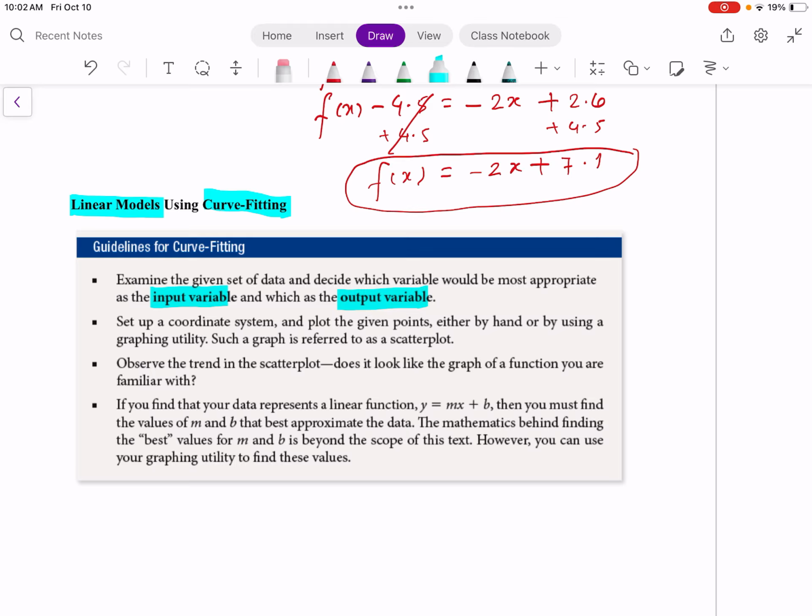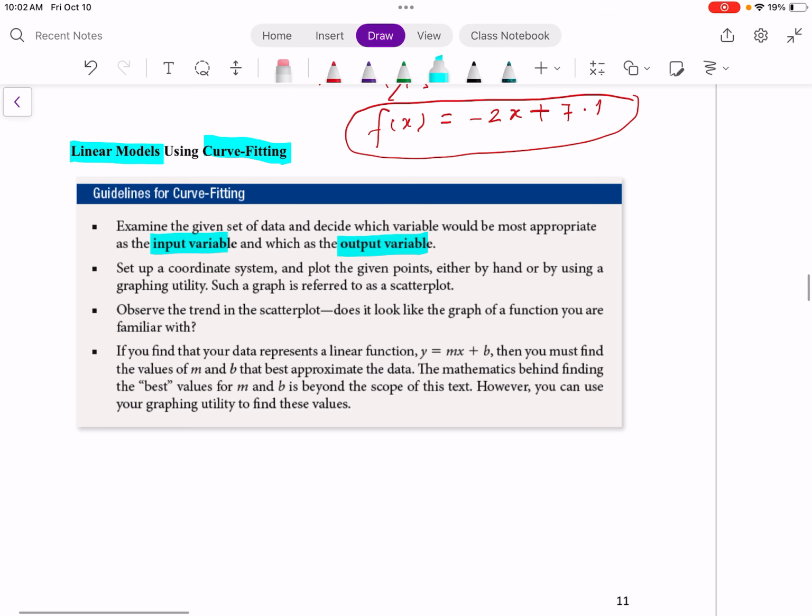Output variable, these are dependent. The output variable always depends on some other factor. Input variable is the independent variable. Next, we set up a coordinate system and plot the given points. That is our second step. Once we have our input and output, we can plot the given points on our coordinate system.